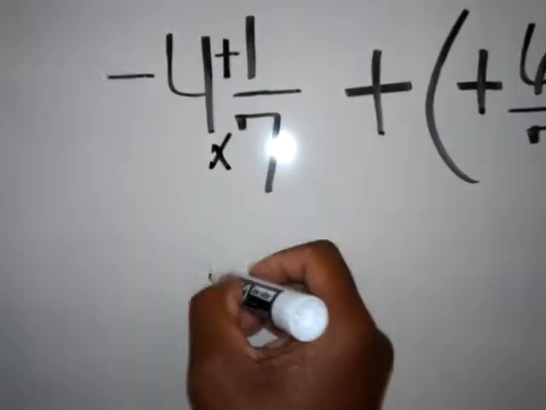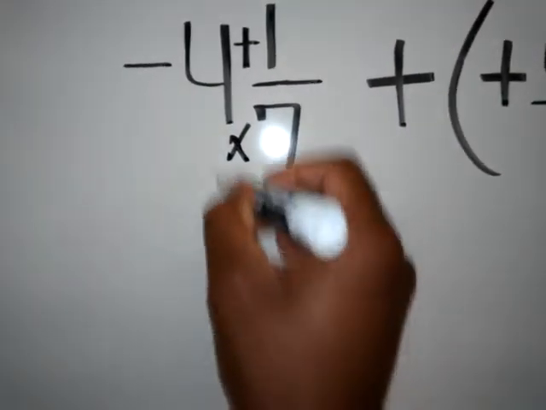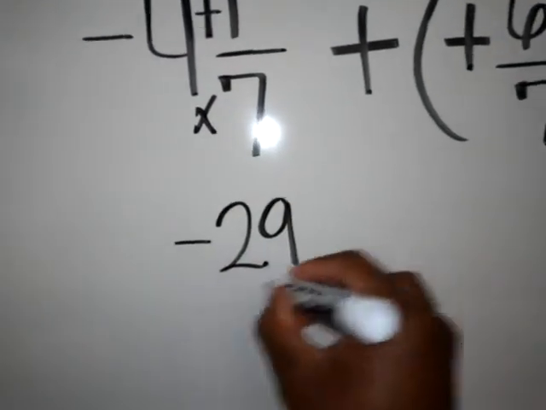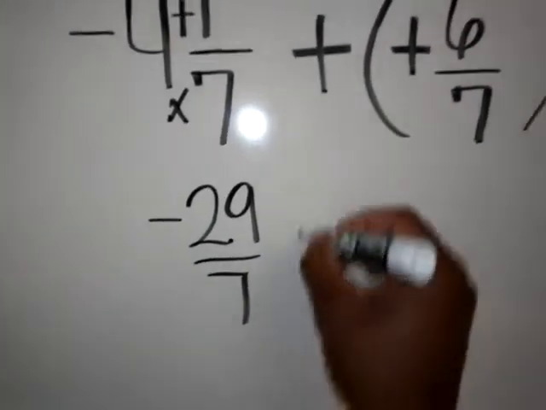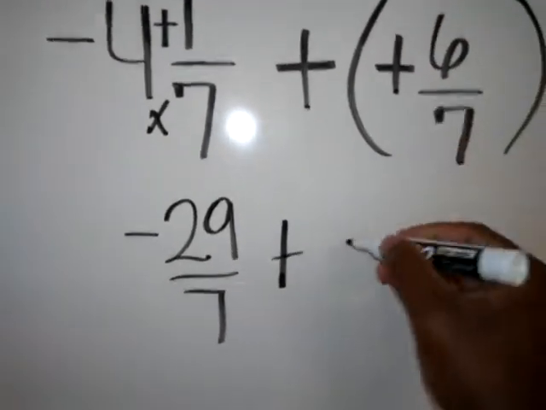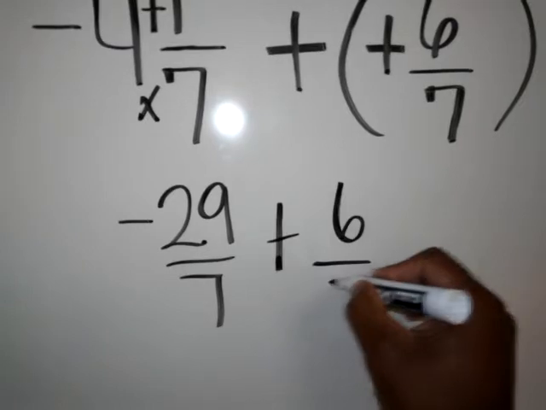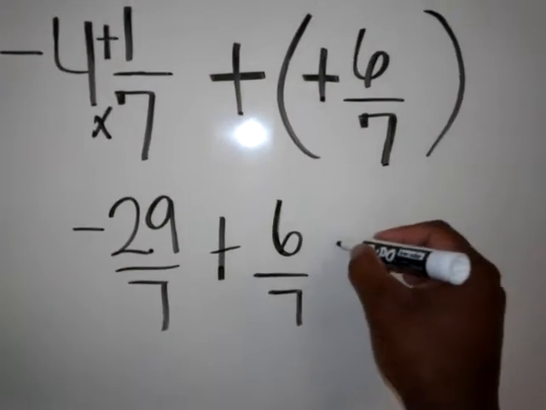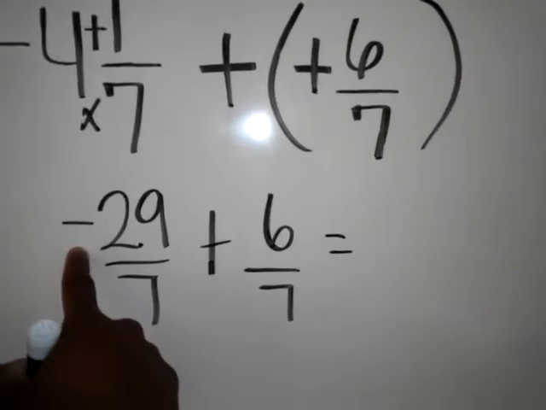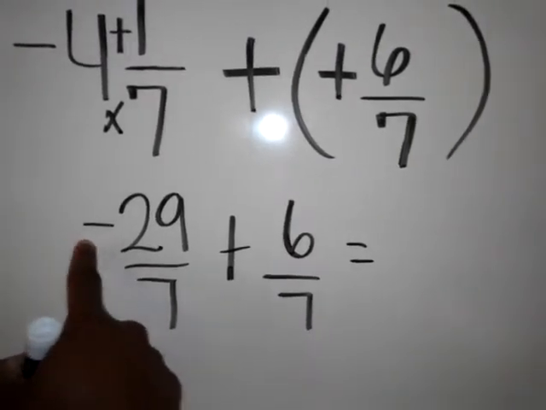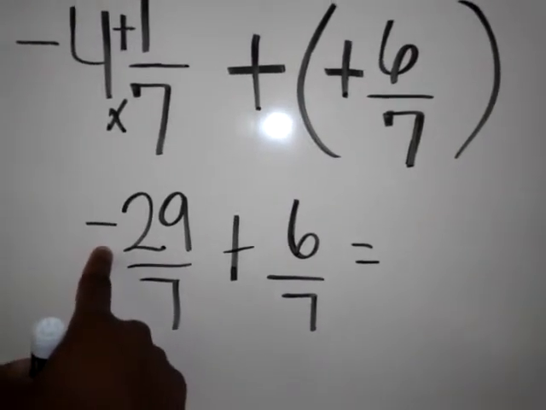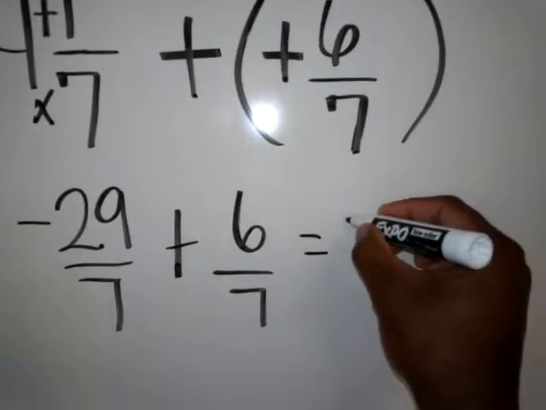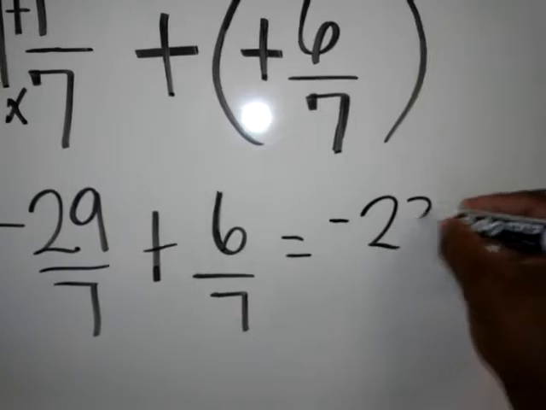We're going to times and add. 7 times 4 is 28. 28 plus 1 is 29, and it is negative. Negative 29 sevenths plus, just bring the rest of this down, 6 sevenths. Now go ahead and complete this process. So keep the same scenario. You owe someone $29. You have a debt of $29. You paid them off $6 of that. You still have a debt of $23.